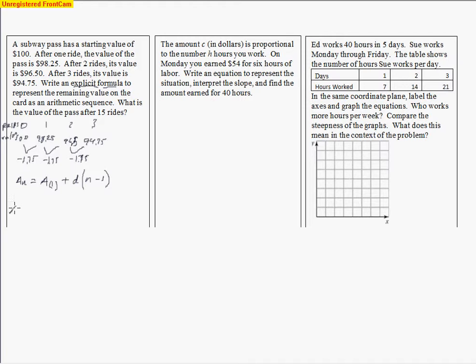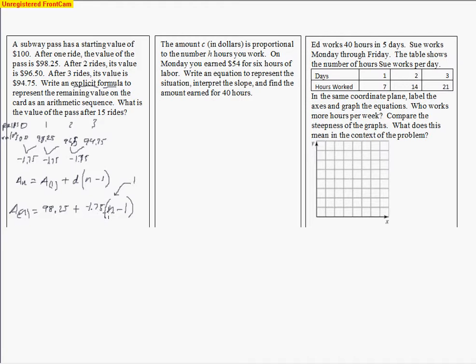So when we write the explicit formula, we're going to start with the first amount, or the first ride after we used it one time, 98.25, and then plus our common difference, 1.75. And then we multiply that by n minus 1, so the number of rides minus 1. And it makes sense because if I just put 1 in place of n, that would cancel out, and I'd be left with the 98.25. So it definitely makes sense.